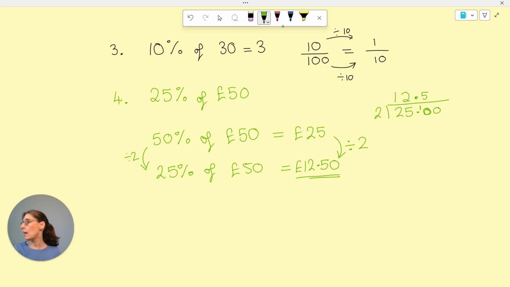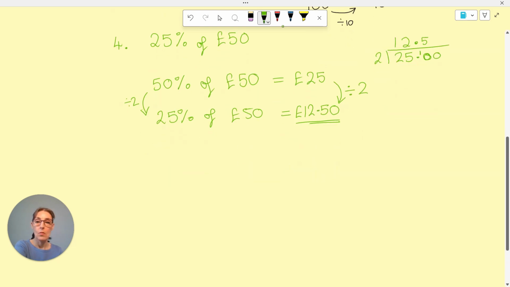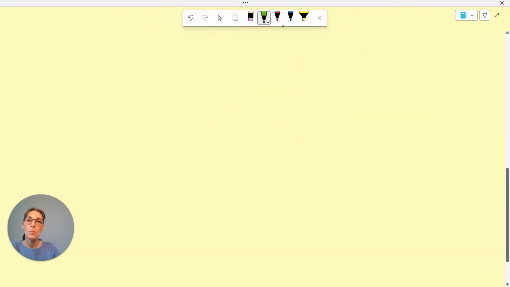Okay, what are we on now? Okay, there we are, number 5. So I'm looking at my little worksheet. 55% of 80.